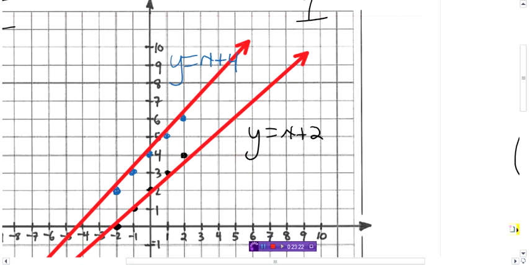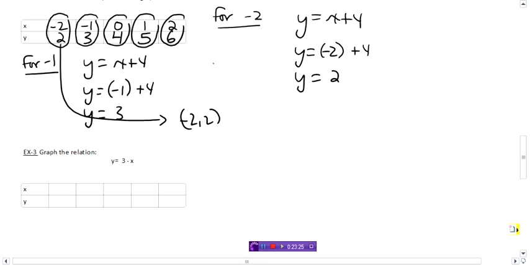Okay, so let's take a look at the next one. Graph this, y equals 3 minus x. So you pick your favorite 5: -2, -1, 0, 1, 2. You do the same thing. You sub in each number, -2 into here. Now here's why it's important to put brackets around what you're subbing in. Y equals 3 minus x is our new equation. We're going to sub in -2 into here.